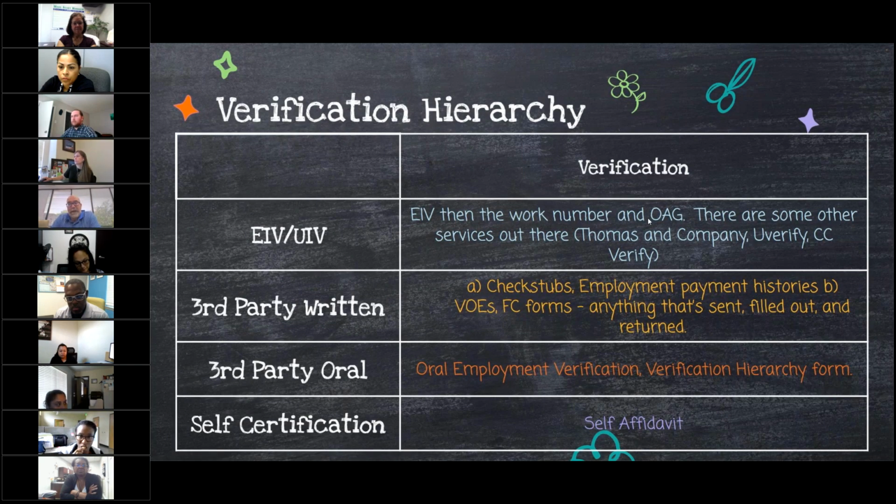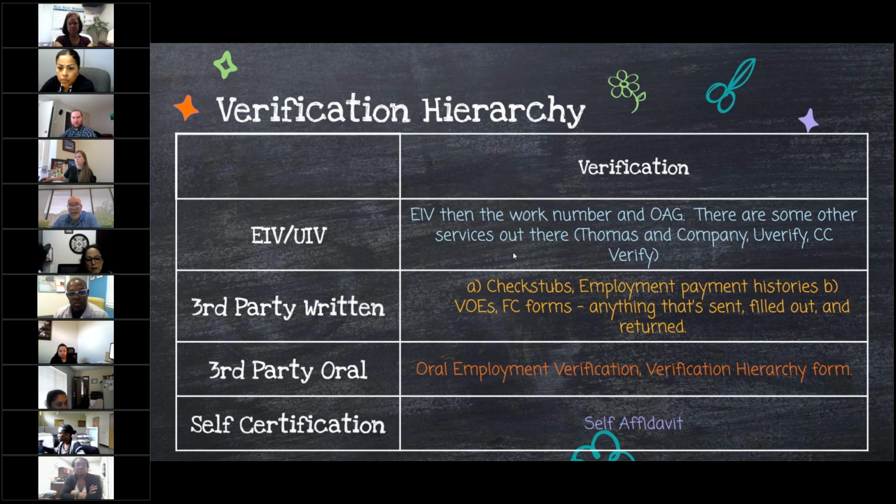So now we have a basic idea of what is and is not income. How do we tell how much income? How do we verify it? HUD has outlined a verification hierarchy, which we've adopted. We have a verification hierarchy memo, and if I'm trying to get it down to one slide, paraphrasing a little bit, this is what I'd say.